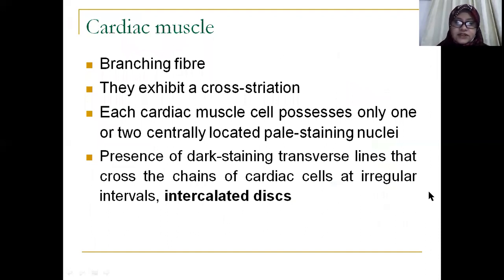Now, cardiac muscle. These are branching fibers. They exhibit cross striation. Each cardiac muscle cell possesses only one or two centrally located pale staining nuclei. There are dark staining transverse lines that cross the chains of cardiac cells at irregular intervals, known as intercalated discs.